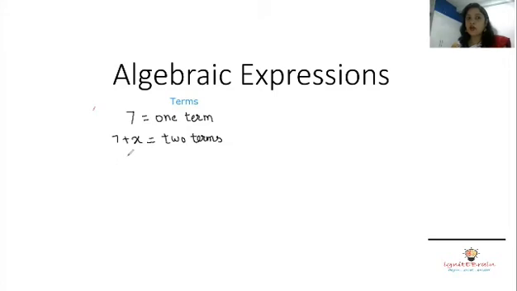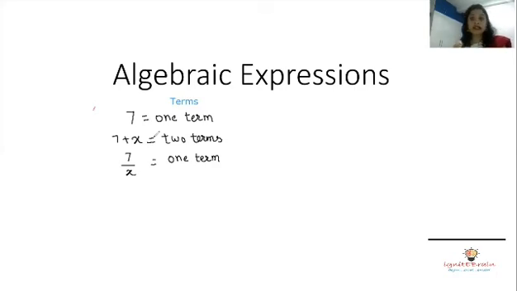But now when I write 7 divided by x, how many terms is it having? It is still having one term. Why? Because when a term is divided by another term, it still gives you one term only. So in this case also, it is having one term only. So what we see here is only addition and subtraction separate the terms, but multiplication and division do not.